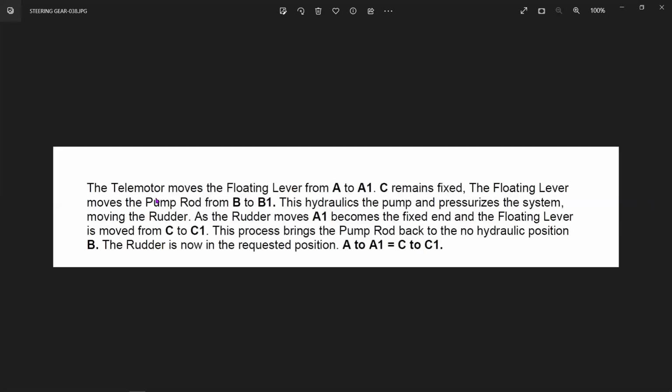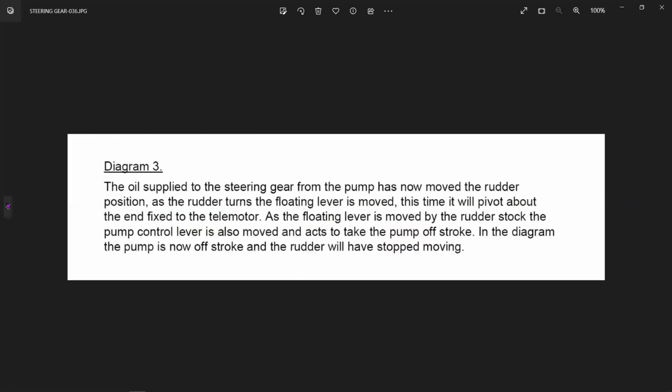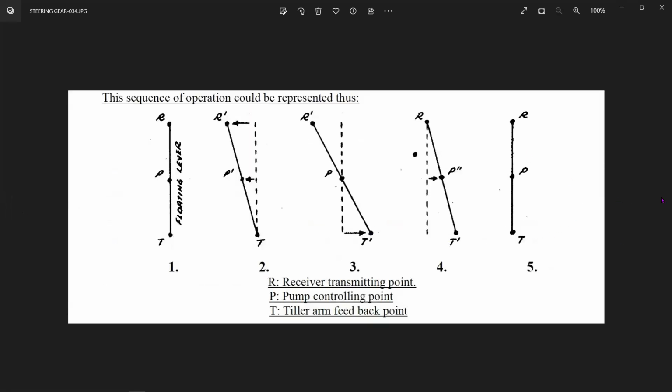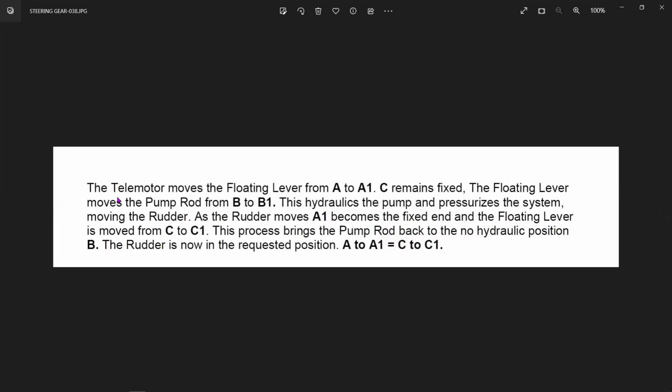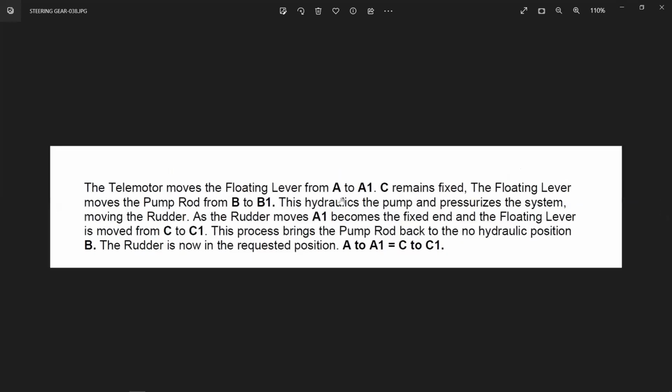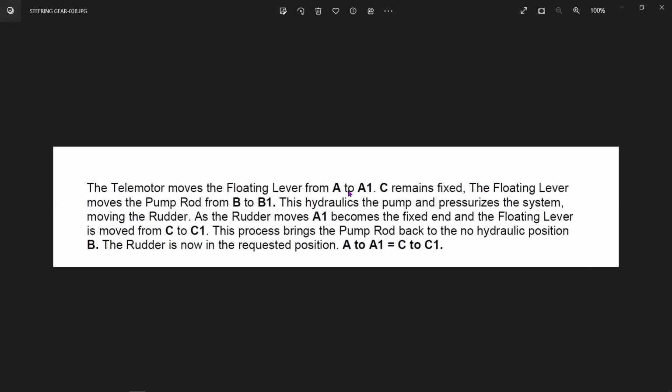Now, the same thing we see in this other diagram, because this is a standardized diagram, which is there in, I think, McJoy. This one might be new to you because you might not have seen it before. But it is the same diagram in the same format which is shown there, and now you have the same thing over here in a one-line diagram. Now the telemotor moves the floating lever from A to A dash.